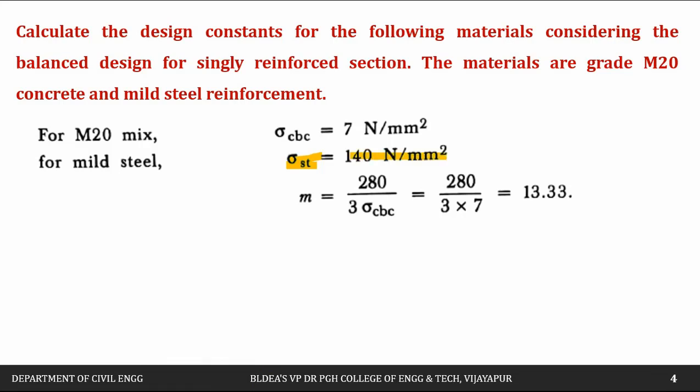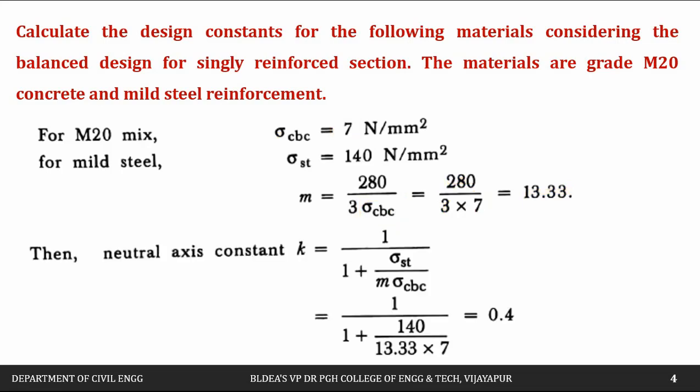Then next, we have to calculate the modular ratio m. We have already seen this formula in the earlier video, that is 280 divided by 3 sigma CBC. Sigma CBC is nothing but the permissible stress in concrete due to bending compression, that is 7. If we substitute 280 divided by 3 into 7, that will be equal to 13.33. Next, we'll try to calculate the design constants. So we have the neutral axis constant, lever arm constant, and moment of resistance factor constant. That we'll try to calculate for a balanced singly reinforced section.